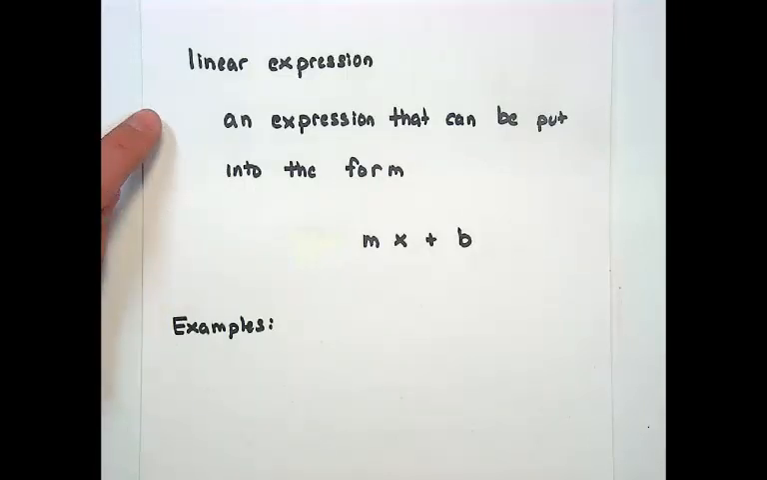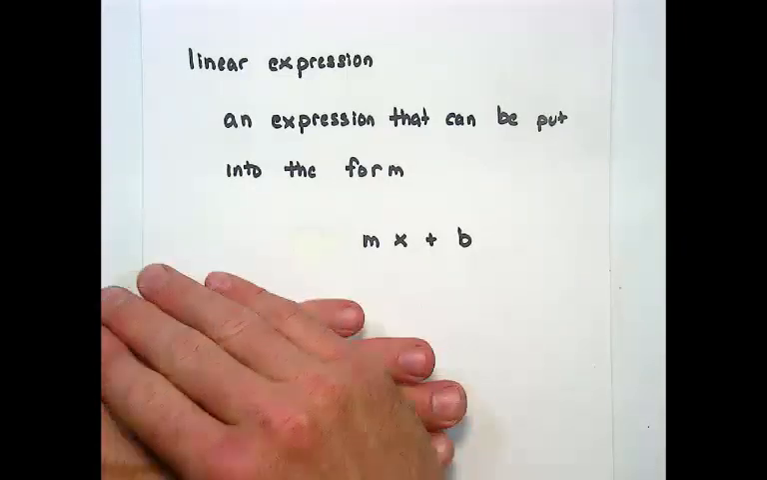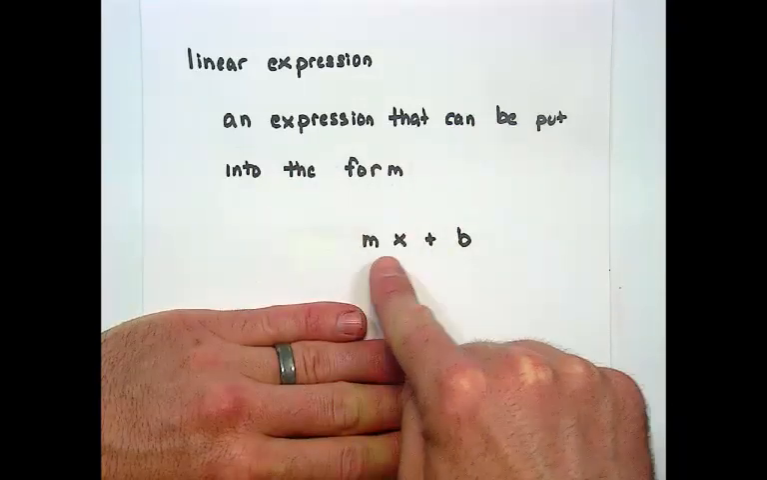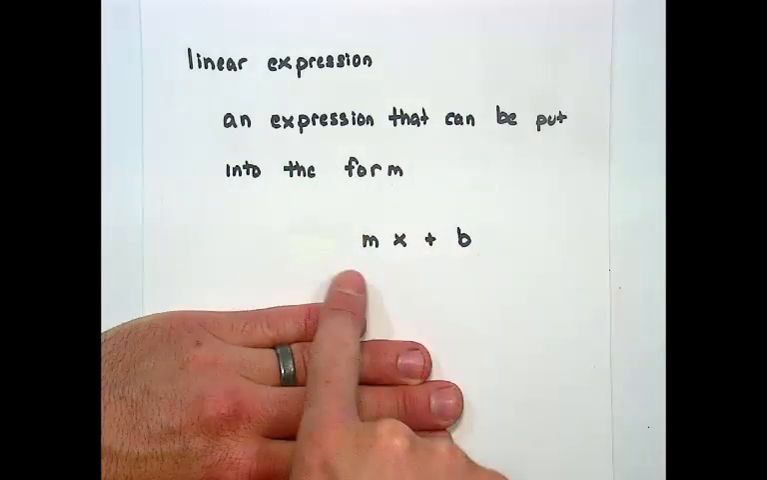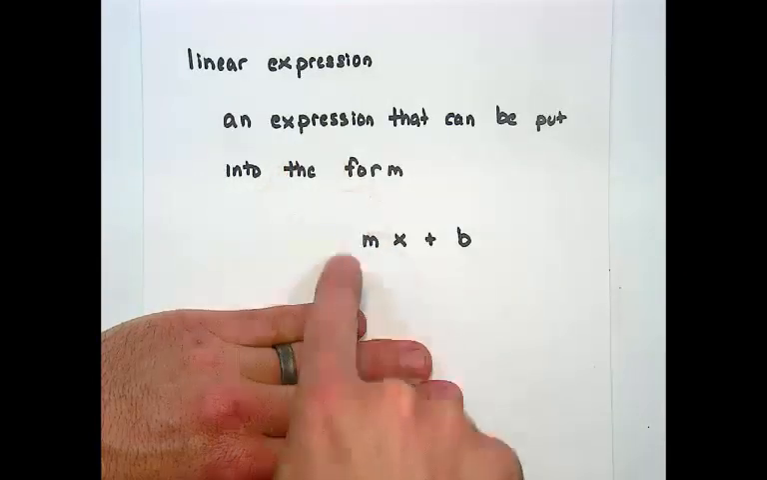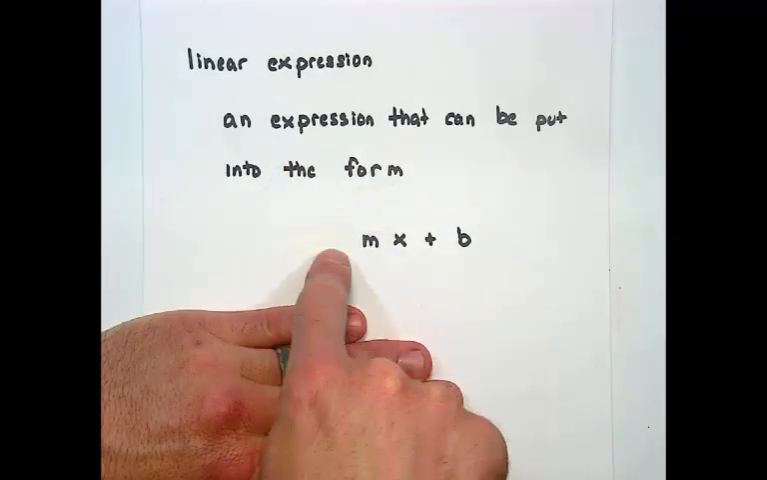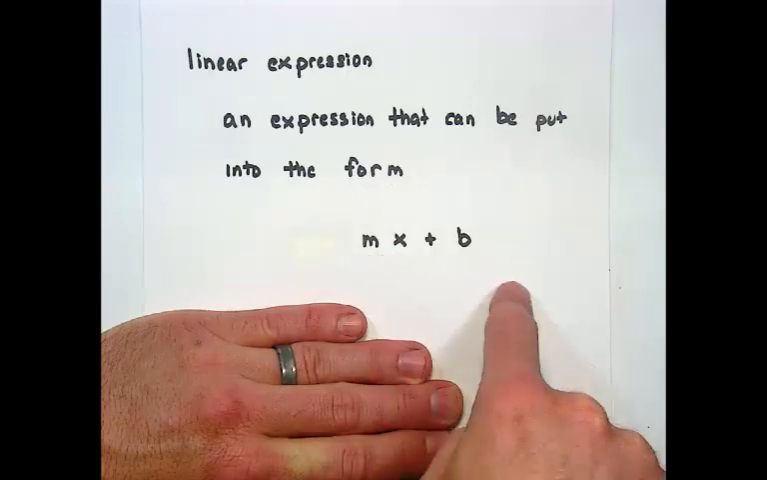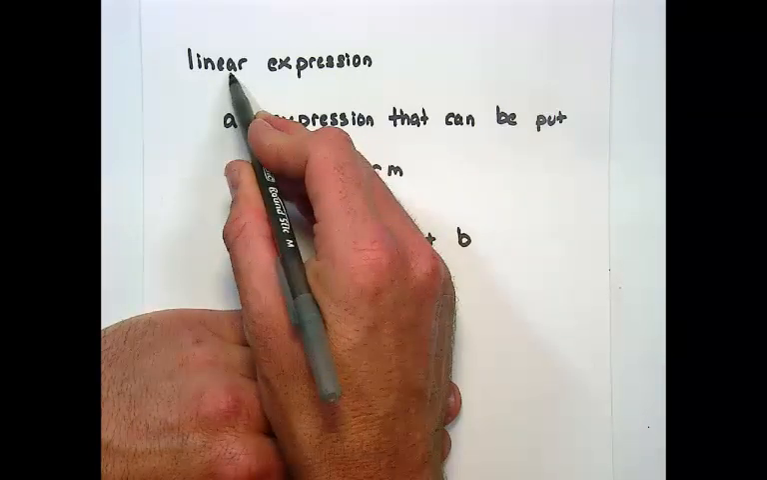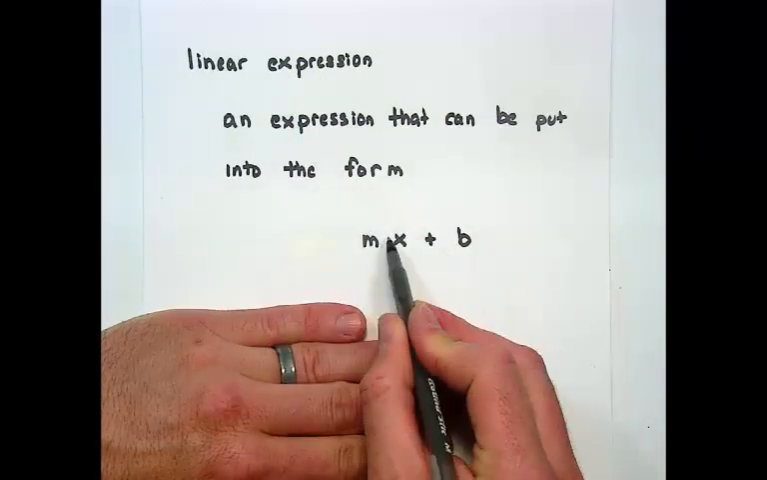As we said before, we're going to think about a linear expression as an expression that can be put in the form mx plus b. Remember, every expression does not include an equal sign. And that's why we haven't written y equals mx plus b. That's called a function. In fact, it's called a line. In this case, linear expressions are expressions that look like this.